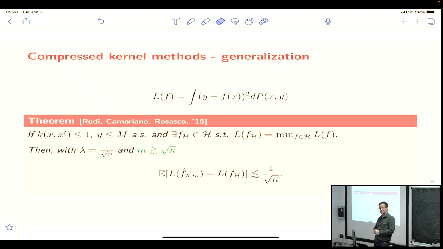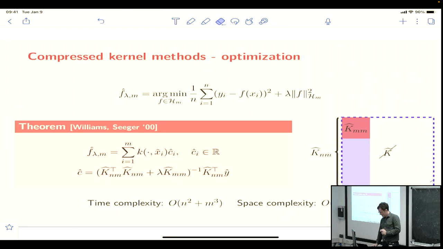Okay, yep. Can you go through again how the KM is constructed?